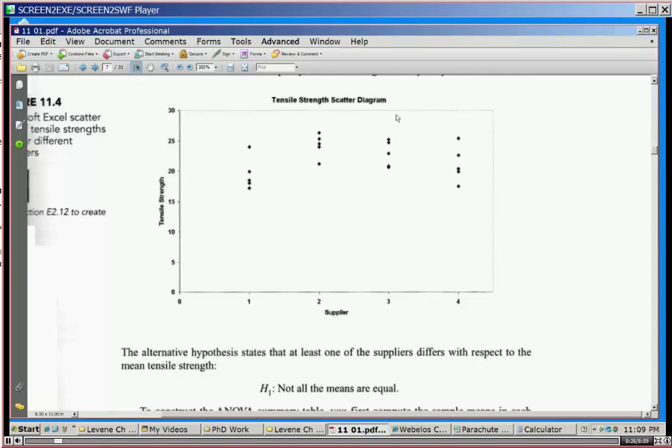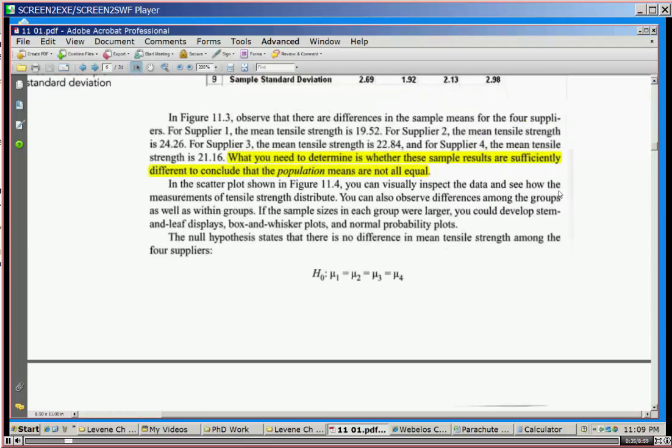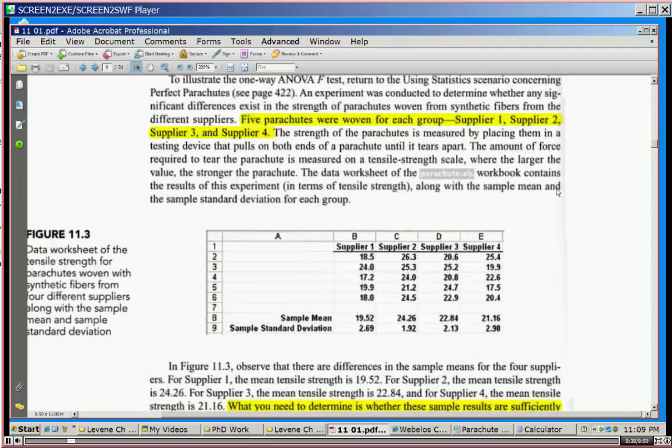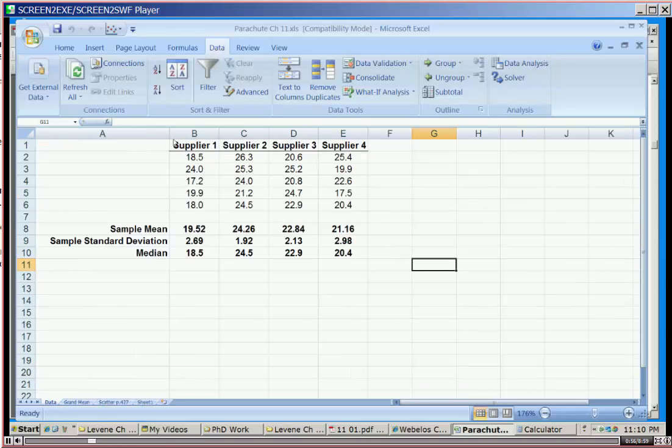We have just reproduced this scatter diagram, which is in fact 4 scatter diagrams, and we remind ourselves that we're dealing with 20 parachutes. 5 parachutes were woven for each group. 5 parachutes for 4 groups will give us 20 measurements. This is the way the data were supplied by the authors of the book on the CD. It's right here. They also calculated the means for us.